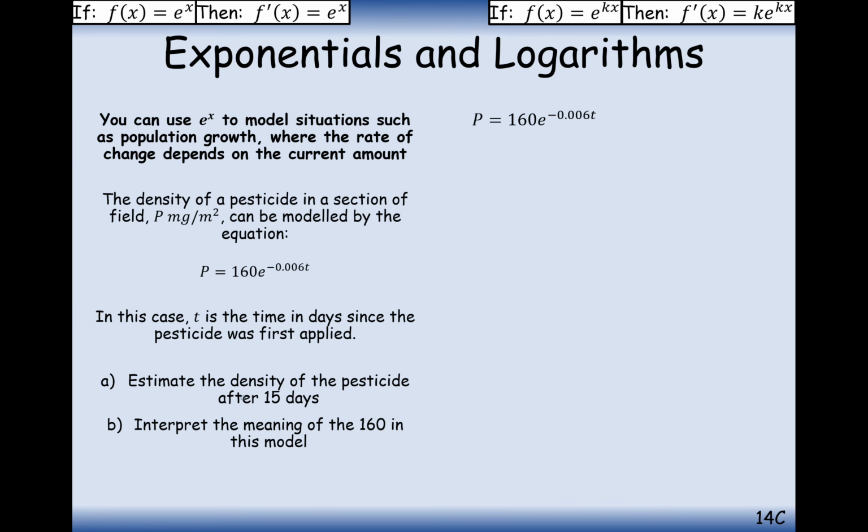So estimating the density of the pesticide after 15 days, let's plug in the value for t equals 15 and use the calculator to do the rest, and you get 146.2 milligrams per meter squared.